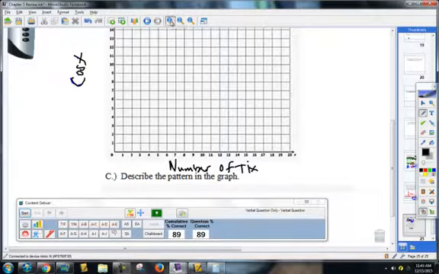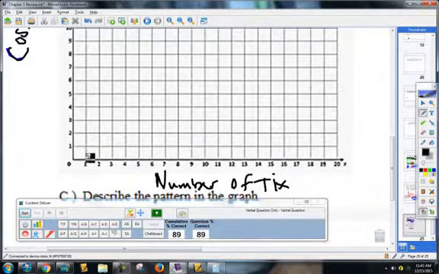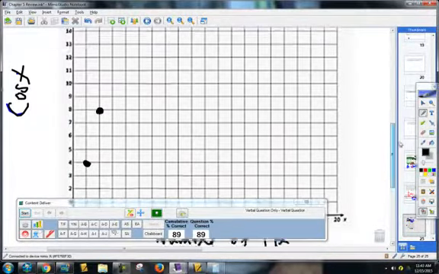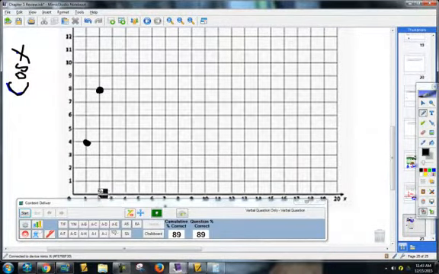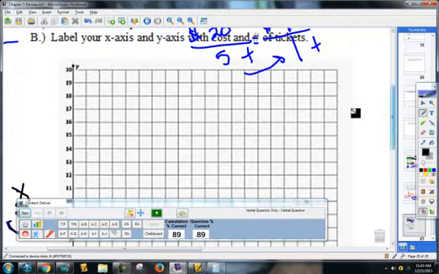So we had 1, up 4, so over 1, up 4. We have over 2, up 8. We have over 4, up 16. Figure out where 16 is. Is that 4? Yeah, that's 16. Right there. And then 5, 20 you could also plot would be right there.